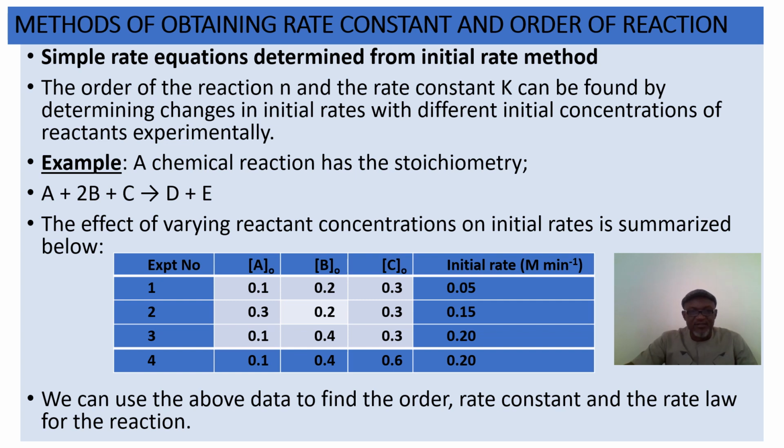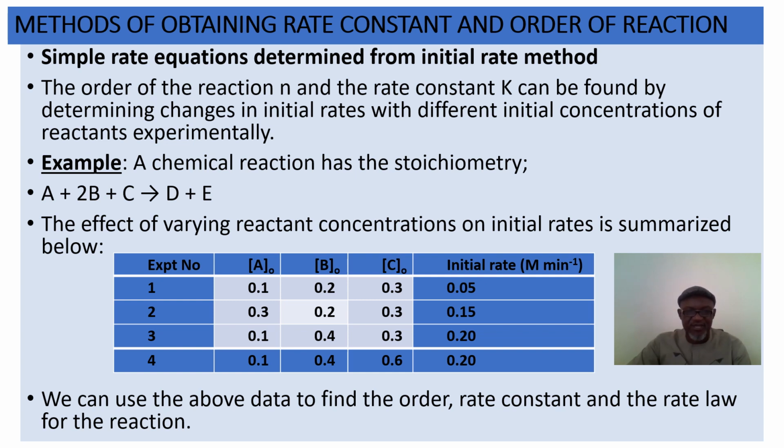Right? Now that of B is still 0.2, 0.2. So nothing changed. That of C is still 0.3, 0.3. But the initial rate has changed from 0.05 to 0.15. So it means that this change in initial rate was as a result of the change in concentration of A, because B and C are kept constant. So that is how we have to visualize, look at this table critically and find experiments where the concentrations are the same for 2 reactants and change for only 1 reactant.